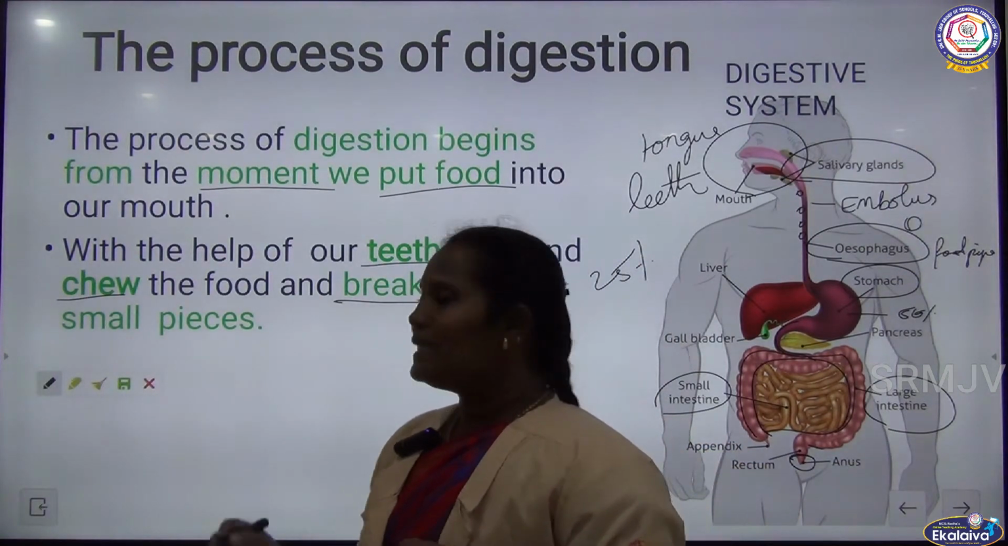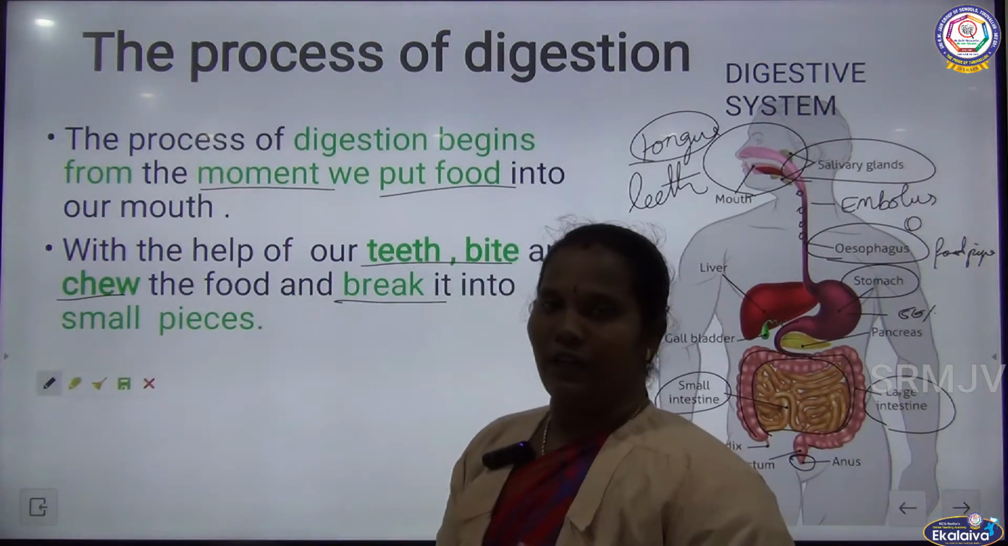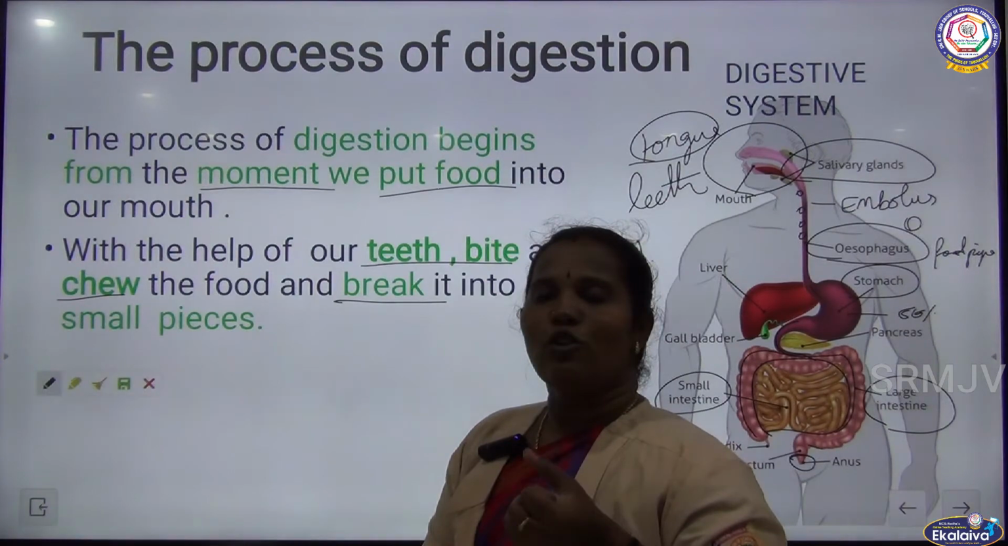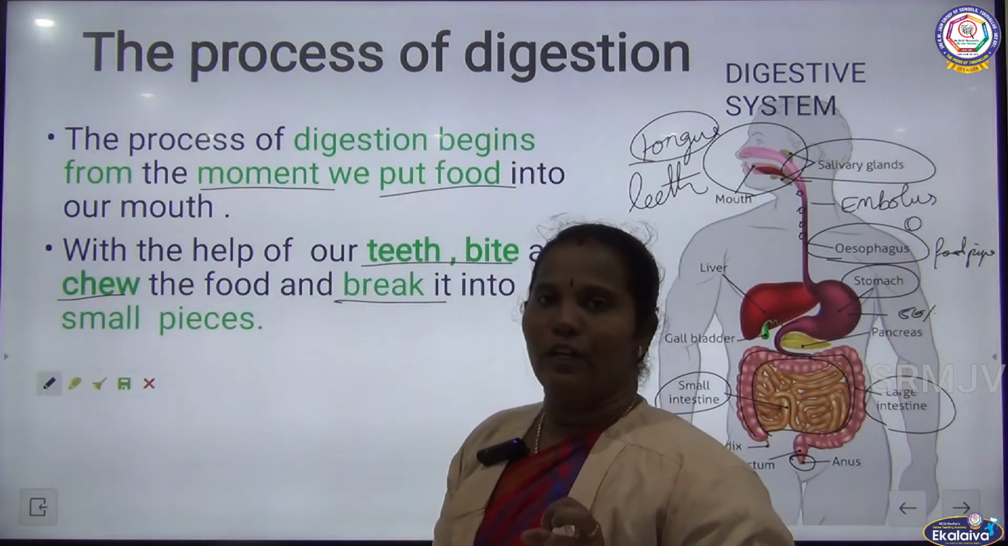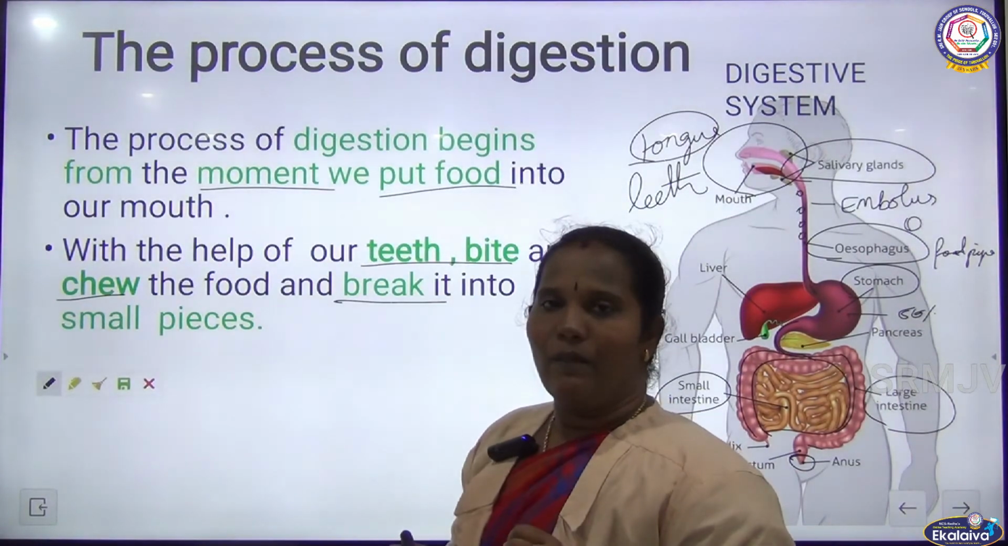Afterwards, the tongue helps us to rotate the food. The tongue can rotate, so it helps to rotate the food. So the food can easily be mixed into the saliva. Okay.